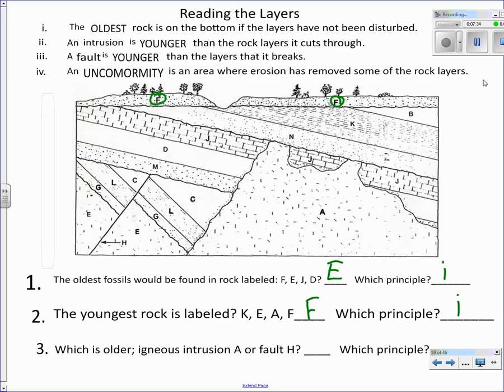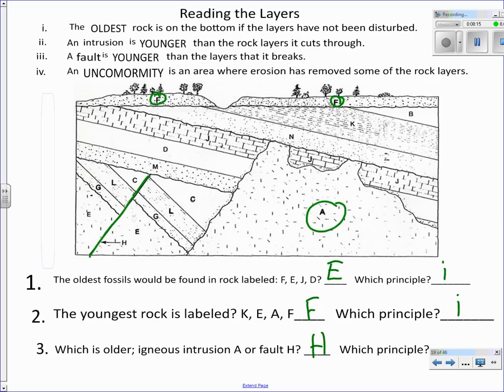Alrighty. Which is older? Igneous intrusion, A. So it's talking about this, obviously, because it's an intrusion. Got it? Or fault H. You're saying A is older? Raise your hand. You're saying H is older, meaning that it happened first or it happened later? It happened first, okay?